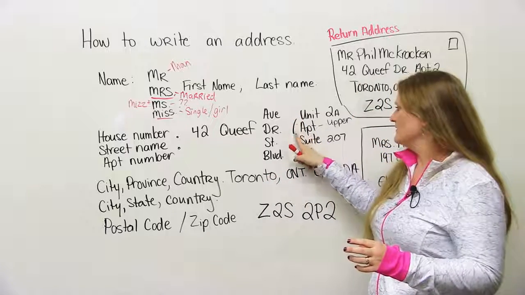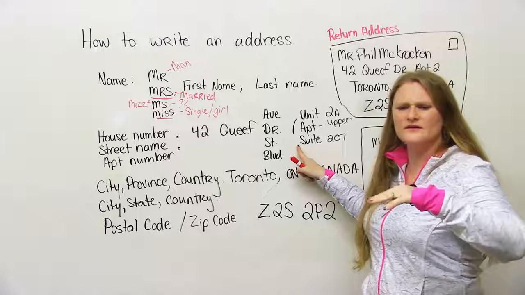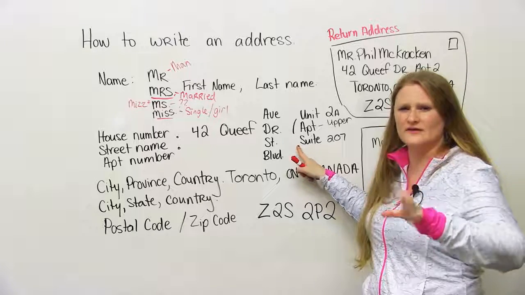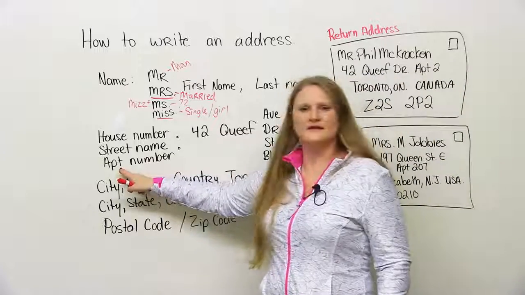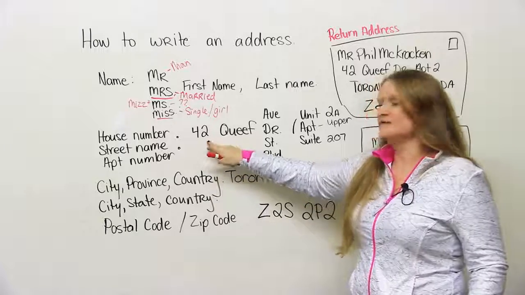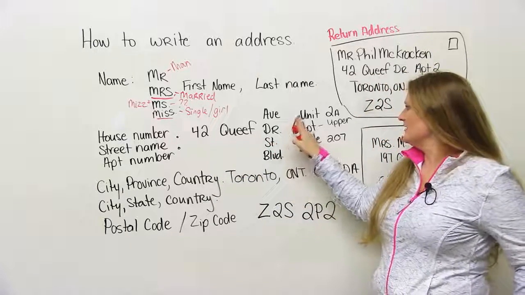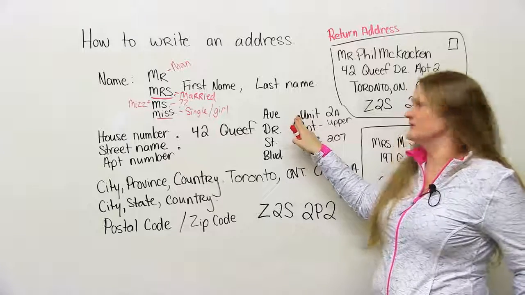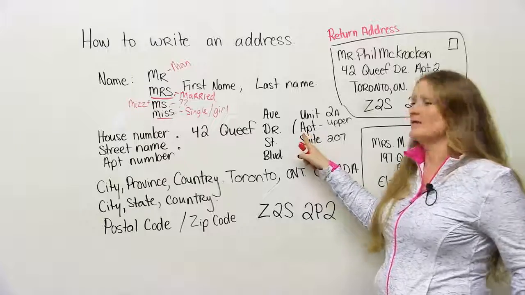Maybe the person that you're sending it to lives in an apartment or they do not live in an individual house. No problem. What you're going to do is you're going to put the apartment number. So 42 is the number of the building or the house. The street is Queef Drive, and this person lives in Unit 2A. Or sometimes it's called apartment.